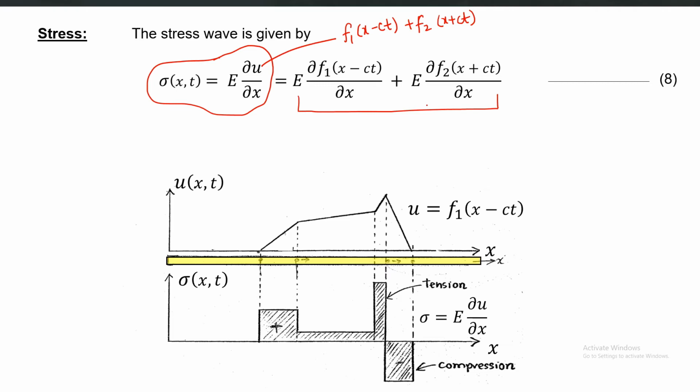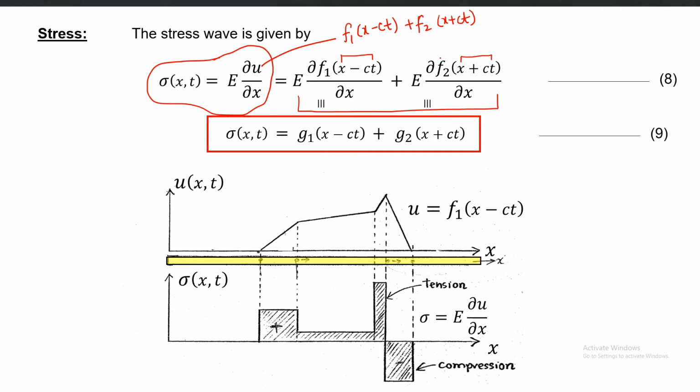So equation 8 is basically telling us the stress values at different x distances and t times. Since it is a function of x minus ct and x plus ct, it is a traveling stress. It is a moving stress. With different times, you will see that the stress value is concentrated at one location, but after some time it will be concentrated towards left or right, depending upon which of the functions you are plotting.